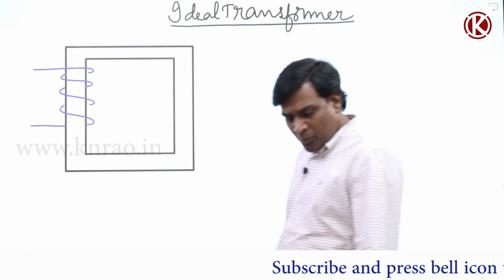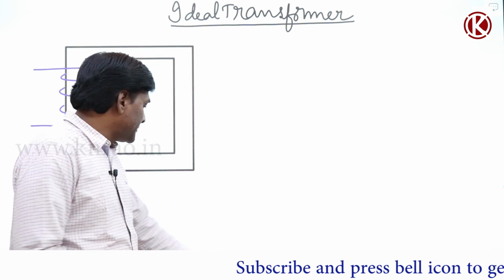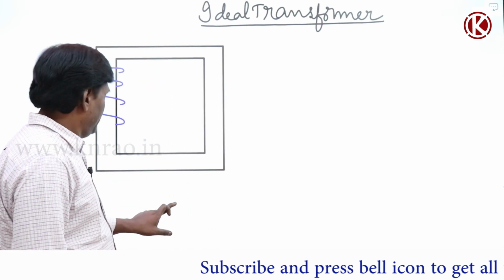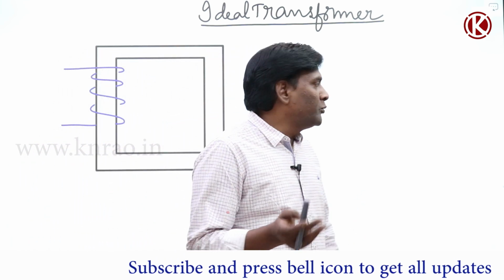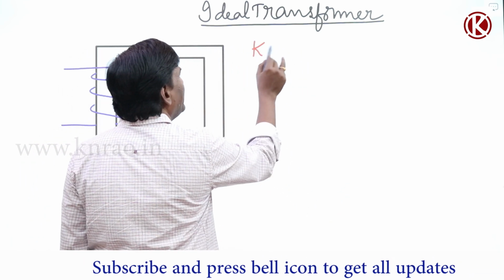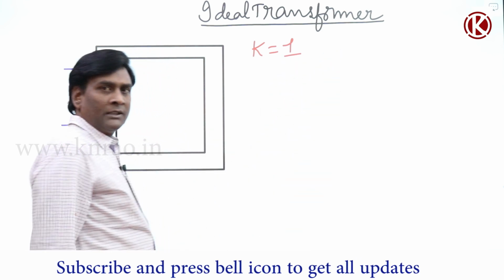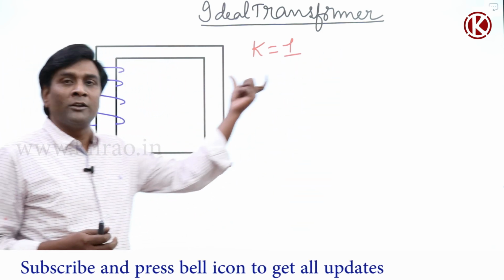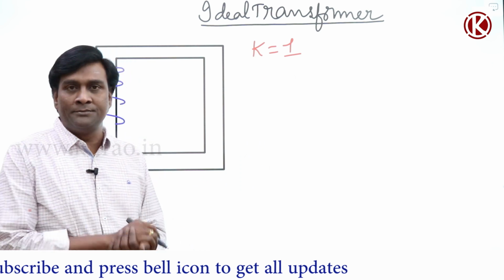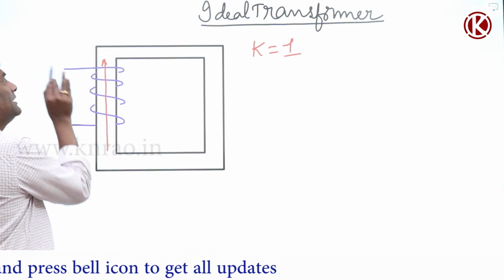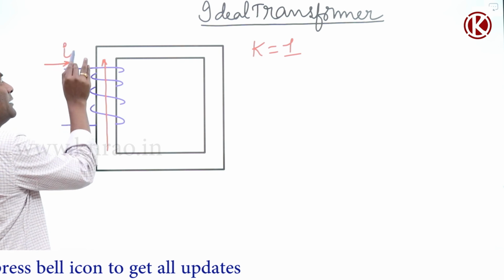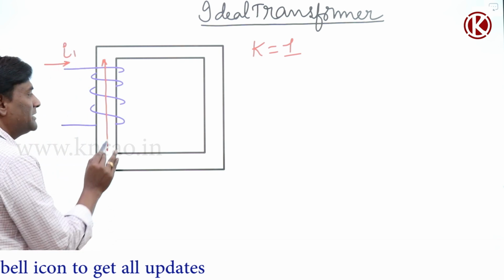Anyway, coming to the point, let us try to analyze. See here, what is meant by ideal transformer? We say that the coefficient of coupling K is going to be 1. What does it mean? Coefficient of coupling of 1 means there will be no leakage. Meaning that if I inject some current I1 here, some flux will be generated.